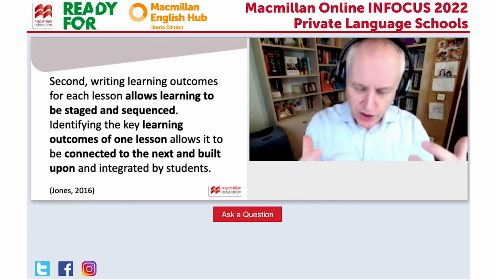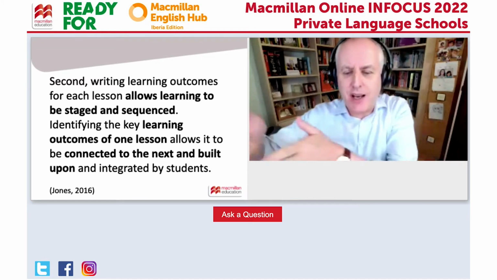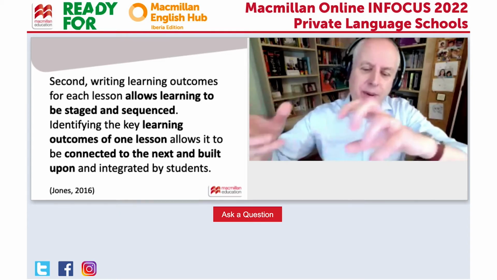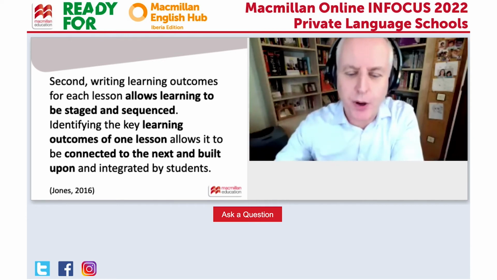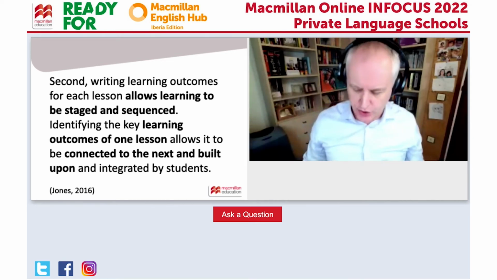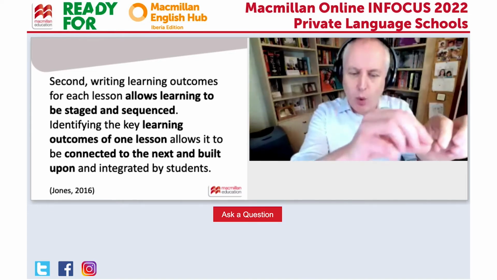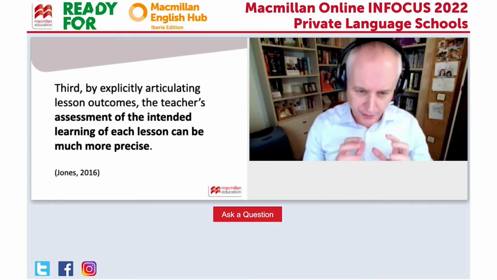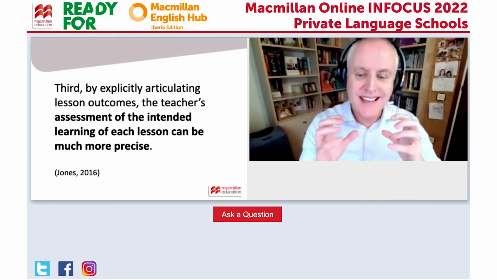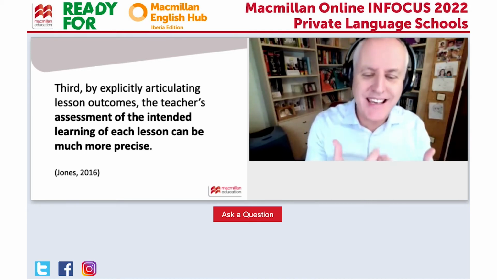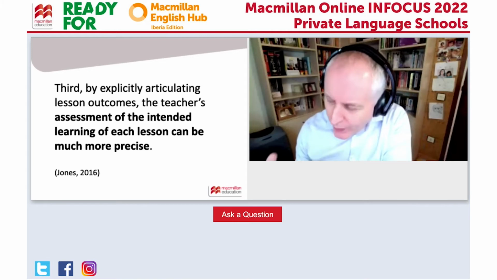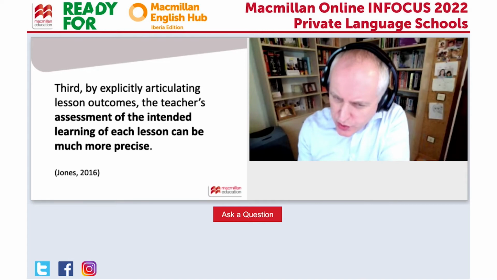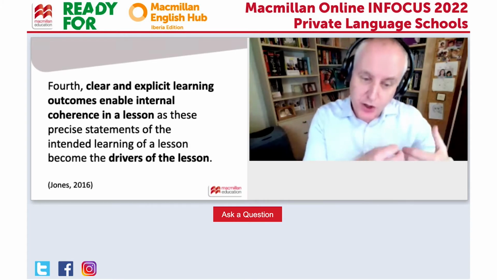The second one, which you mentioned as well, is that it allows learning to be staged and sequenced. So a learning outcome of one lesson can be connected to the next one, and we can build upon that, and that can be integrated by students. So it's very clear for students what they're learning and in what sequence. Then the third advantage, and you mentioned it again: the assessment of the intended learning is easier and can be more precise because we have these clear statements of the outcomes, and we've communicated this to our students. So it's easier for us and for our students to assess.